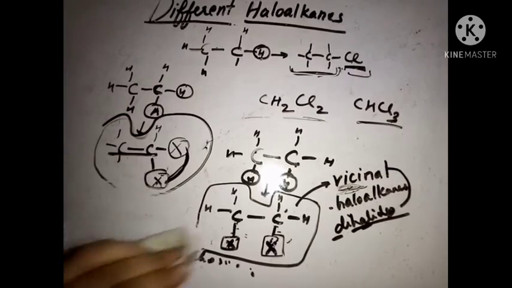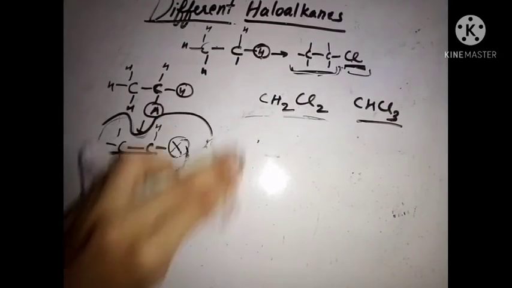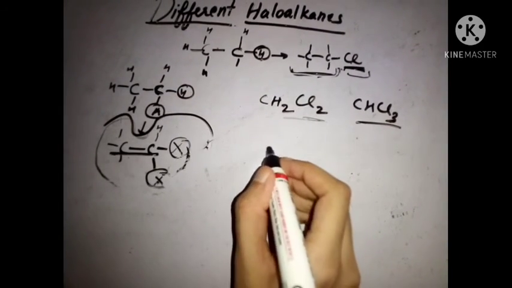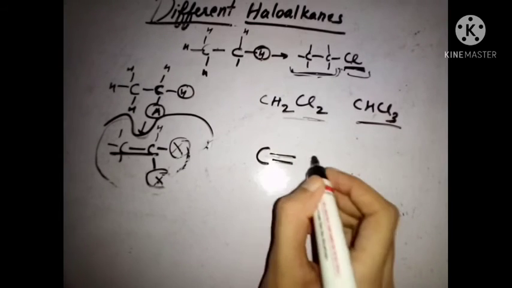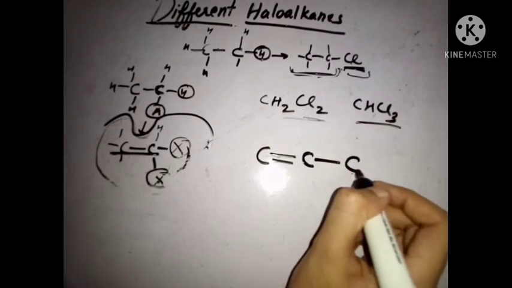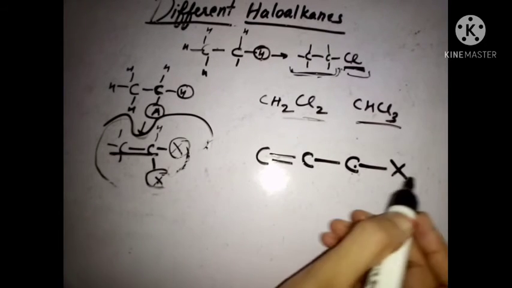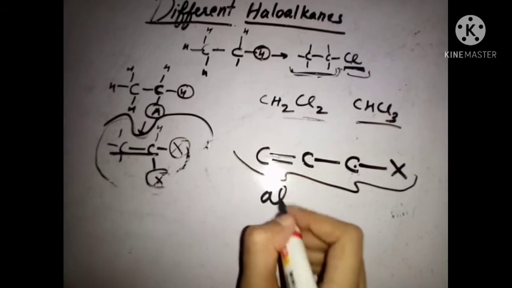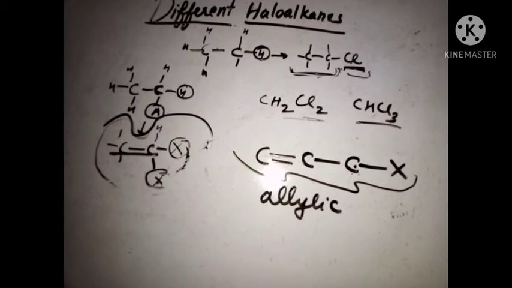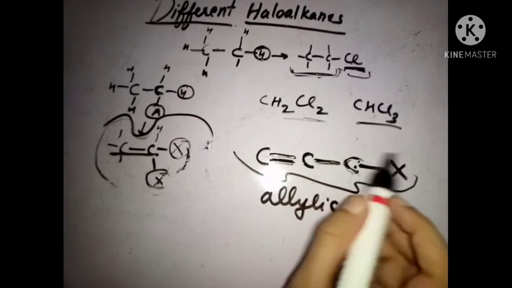And the last and very important case is, if there is a carbon double bonded carbon. With this carbon, which is double bonded, one carbon is attached. And with this carbon, any halogen is attached. Then this type of haloalkane is known as allylic. Allylic halides or allylic haloalkanes. If there is a double bond and then a single bond and then a carbon and then on this carbon X is attached.